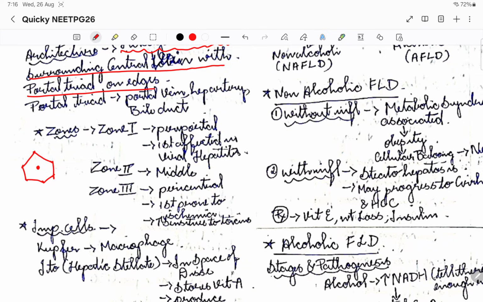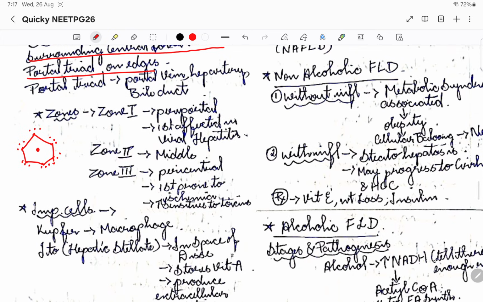this is the central vein, and around the edges there will be portal triads. So this is how the hepatocyte architecture will be. Now the portal triad I told you about, right? It consists of the portal vein, hepatic artery and a bile duct.